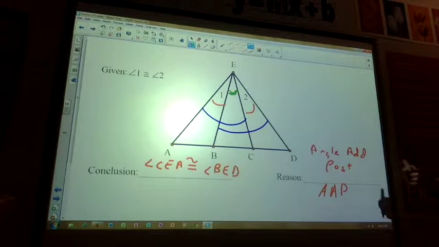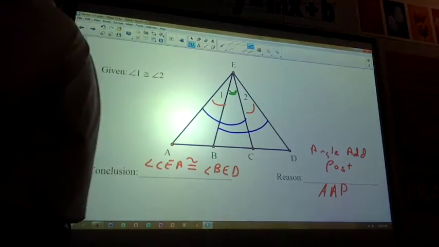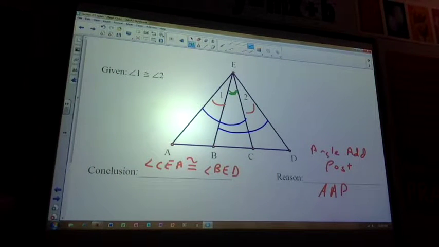Some people would have put segment addition, and this is an angle, so watch out on that. Can I move forward? You all okay?